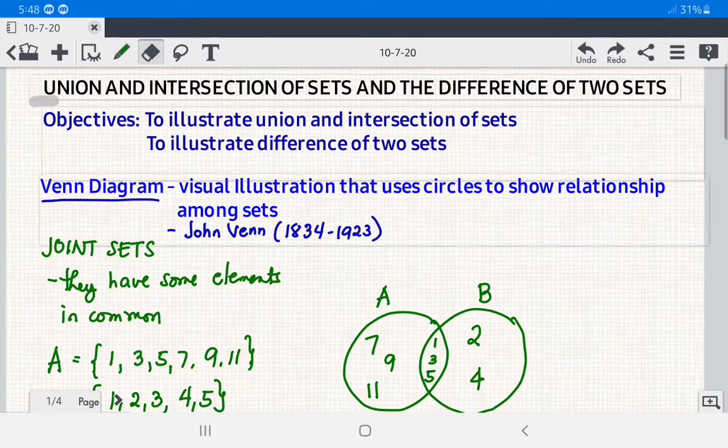Hello everyone, today we're going to discuss union and intersection of sets and the difference of two sets. We're going to illustrate union and intersection of sets. We're going to illustrate difference of two sets.